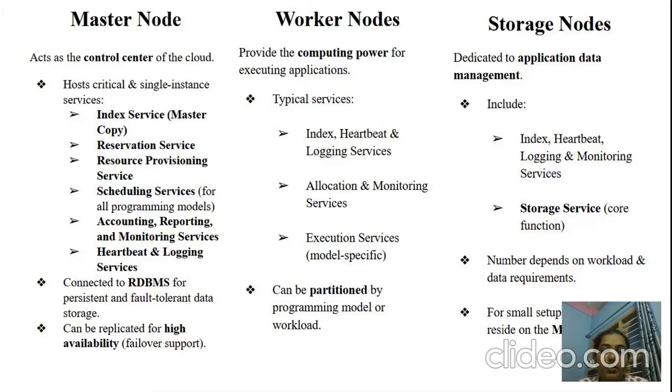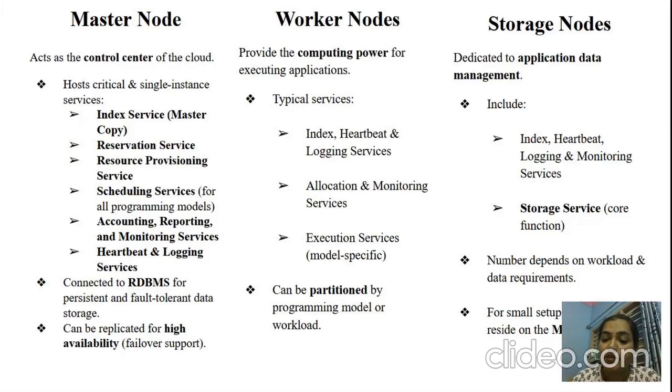So next is the worker node, which is another type of node that provides computing power for executing applications. The typical services provided by the worker node are index, heartbeat and logging services, allocation and monitoring services, and execution services. These are the services rendered by the worker node. The worker node can also be partitioned by the programming model or the workload.